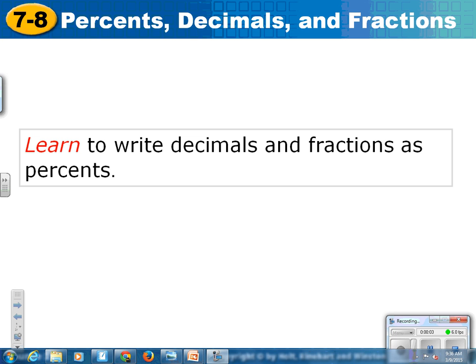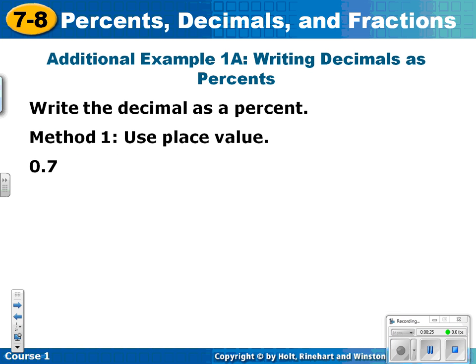Yesterday you went from percents to fractions, or the other day. Last time we went from percents to fractions. Now we're going to go from fractions and decimals back to percents. We're just going to work it back the other way. It's actually just about as easy.